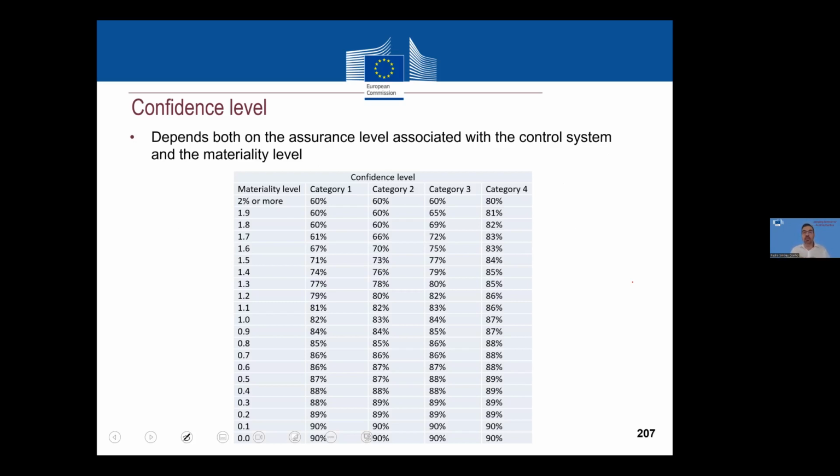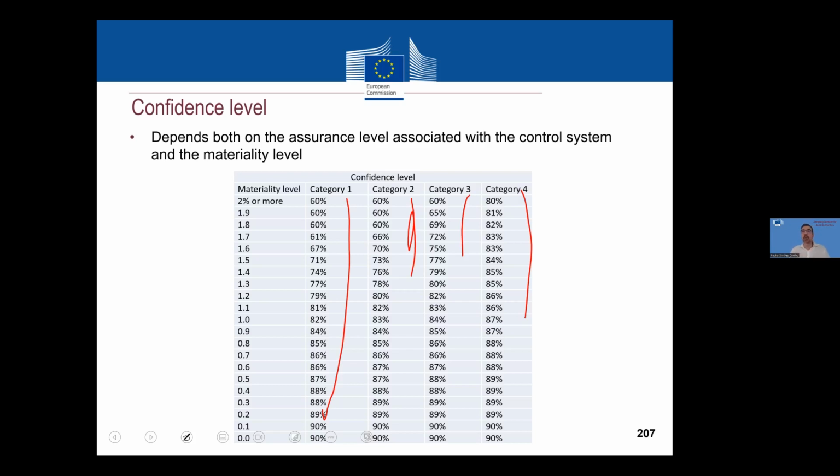In the normal audit of operations, depending on the categorization of the control systems, you know that between category 1 and category 4, you use something between 60% and 90% confidence levels. Here we are using something different. It depends on the materiality level. So the larger the materiality level, the smaller the confidence level can be. For a category 1 system, this confidence level can be between 60% and 90%. But it's good that even for category 2 or category 3 systems, you can also start with confidence levels of 60%. Only for a category 4 system, you have to start with a confidence level of 80%.